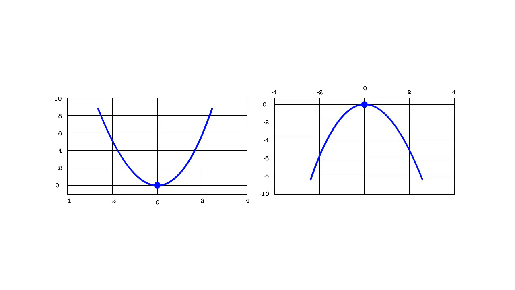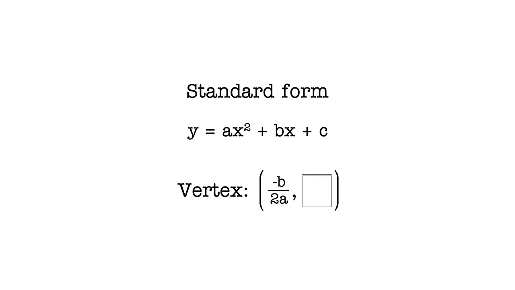Like determining whether a parabola will open up or down, the vertex of a quadratic equation is easy to find if we have the equation in standard form. If the equation is in standard form, then the x value of the vertex is the point -b over 2a. And the y value is just the value of the equation when we substitute -b over 2a for x.